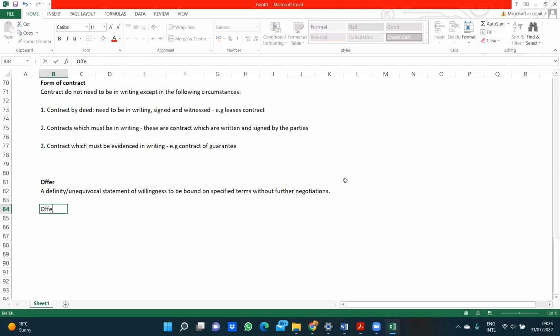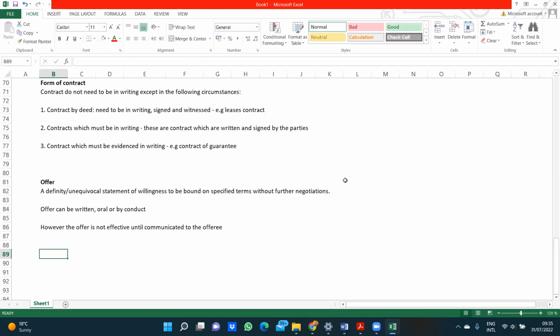An offer can be written, oral, or by conduct. However, the offer is not effective until communicated to the offeree. Okay, so this is about offer.